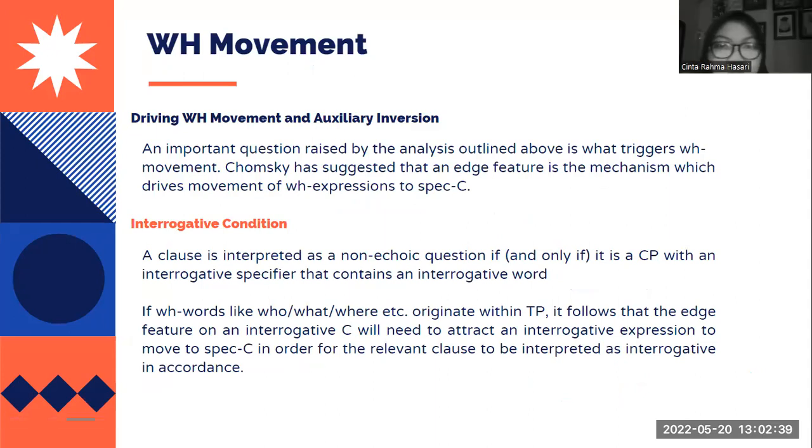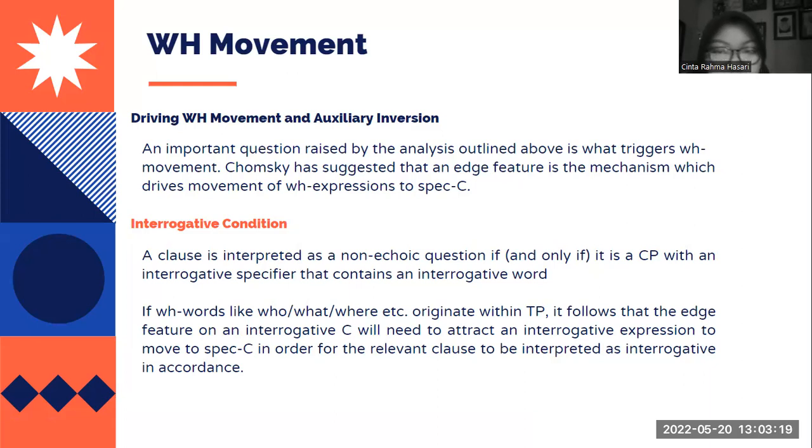Okay, thank you. Now let's talk about the WH movement, especially what is driving WH movement and auxiliary inversion. It is an important question what, by the analysis outlined above, triggers WH movement. In recent work, Chomsky has suggested that an H feature is the mechanism which drives movement of WH expressions to spec C. However, questions in languages like English are subject to the following condition, the interrogative condition.